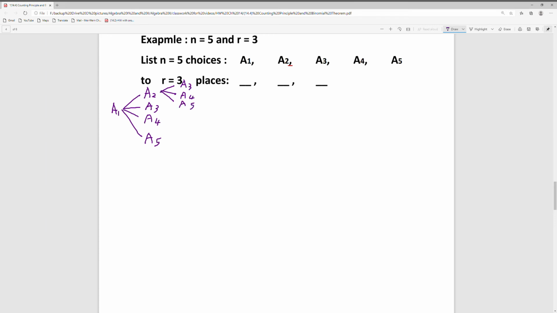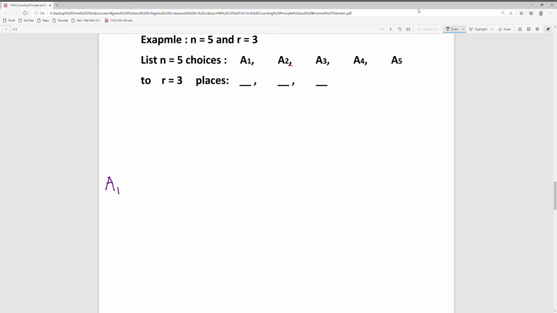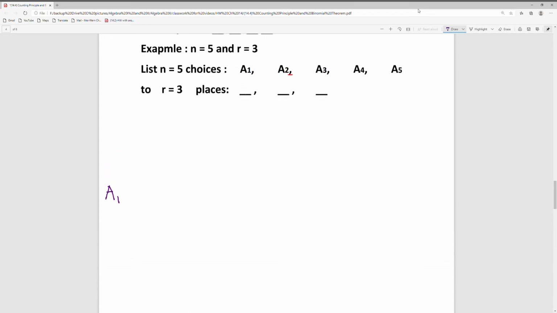Now, if I choose A3, well, I think I need a bigger space. Okay, let me redo. I need a bigger space to show the work. You can understand, this is not a hard concept, but it's hard for the teacher to show the work because we need to work a lot. So let me see. Let me write a little smaller.